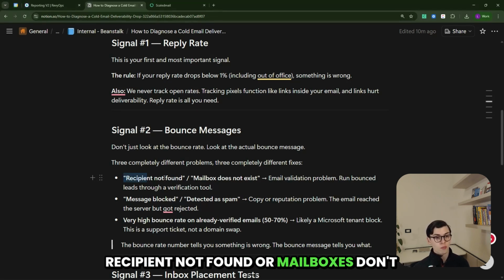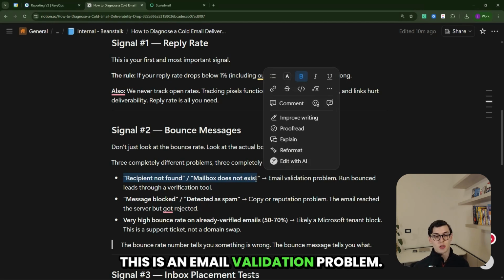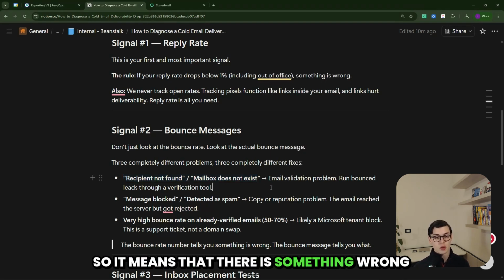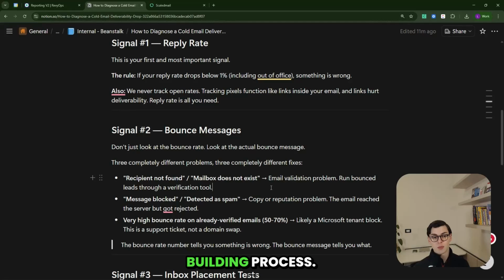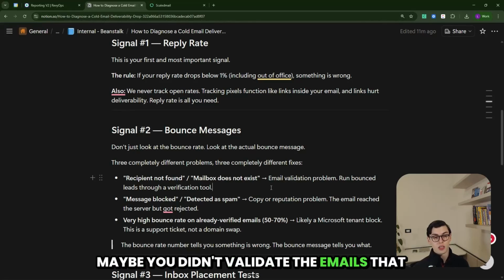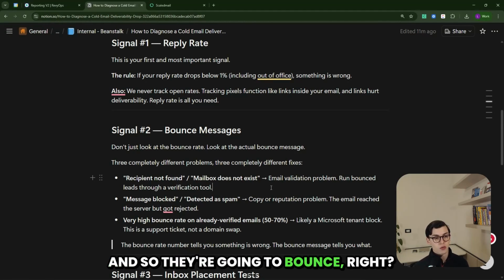Recipient not found or mailbox does not exist. This is an email validation problem. It means that there is something wrong in your email validation, your list building process. Maybe you didn't validate the emails that you're sending to, and these are essentially invalid, and so they're going to bounce. This is the simplest and most well-known type of bounce that you can get.